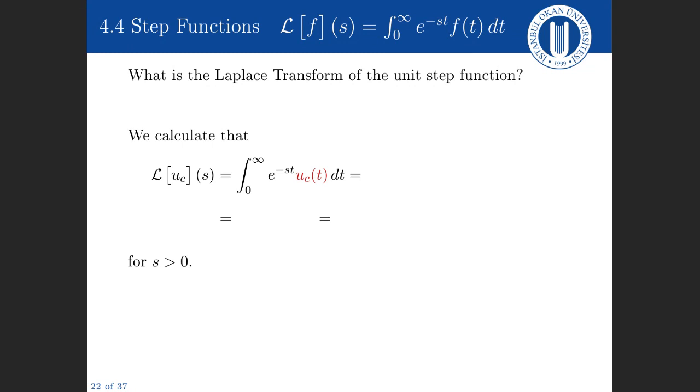Now remember, the unit step function is the function which is equal to 0, and then it's equal to 1, the change happening at c. We can have the function equal to 0 first, between 0 and c, and then equal to 1 between c and infinity. But of course, if we integrate 0, we just get 0. So we can forget about the first one. Really, all we're doing is calculating the integral from c to infinity of e to the power minus st dt.